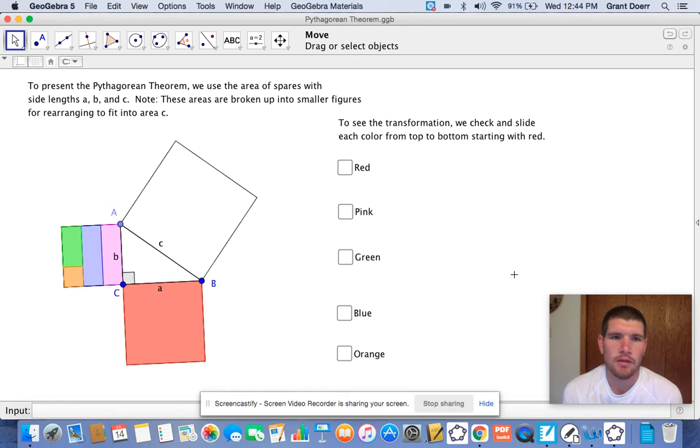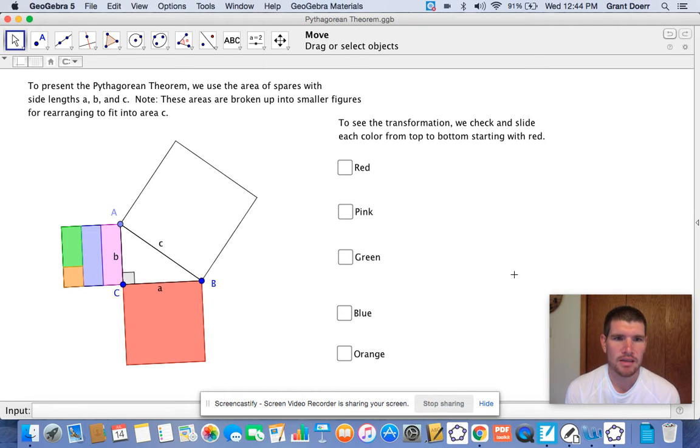In this video we are going to be demonstrating just how the Pythagorean Theorem works and the equation itself, a squared plus b squared equals c squared, how it connects to the actual areas of the squares that we create with the triangle. So we begin by taking a look at this triangle that we have created.